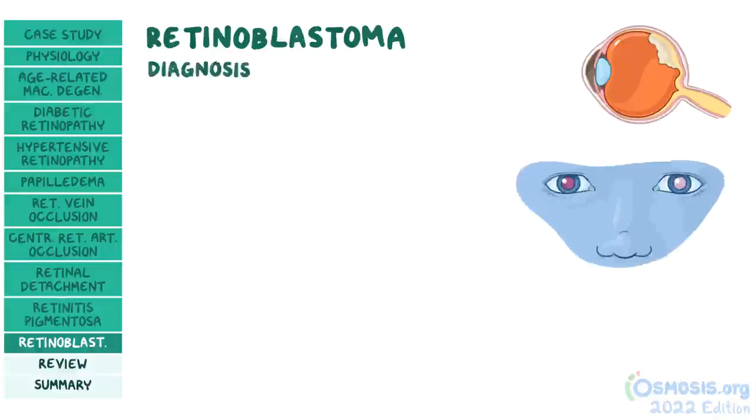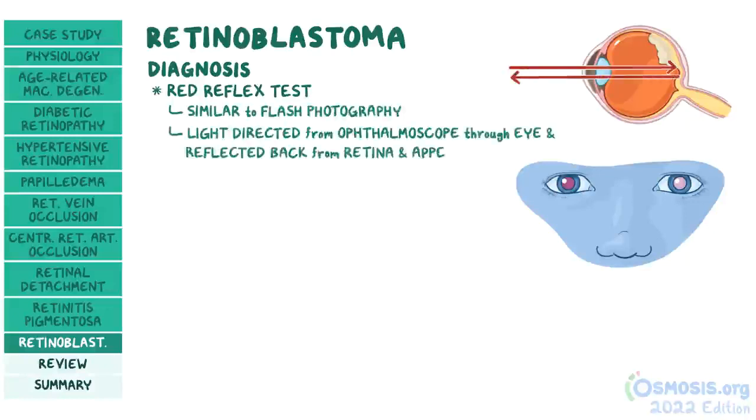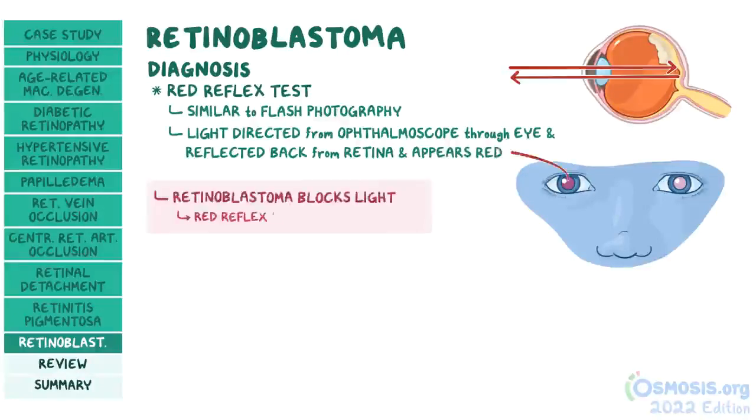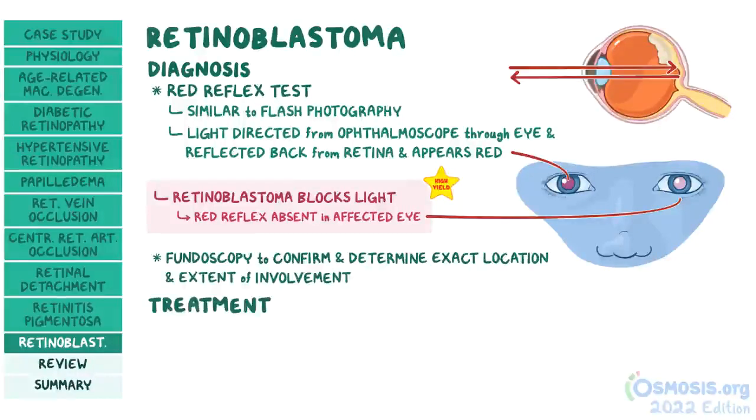Diagnosis of retinoblastoma begins with a red reflex test, which functions similarly to flash photography. Light is directed from an ophthalmoscope through the eye and then reflected back from the retina and appears red. And since the retinoblastoma blocks the light, the red reflex will be absent in the affected eye. This is followed by a fundoscopy examination to confirm the diagnosis of retinoblastoma and to determine its exact location and extent of involvement. Definitive treatment consists of enucleation or complete removal of the eyeball.